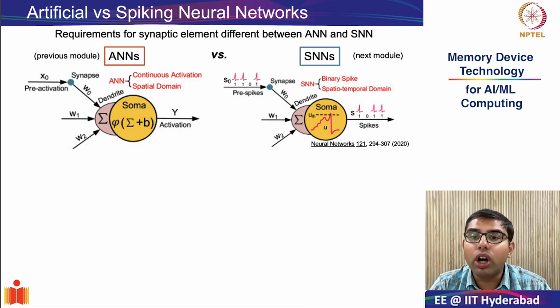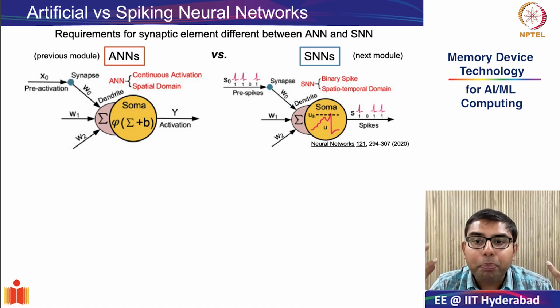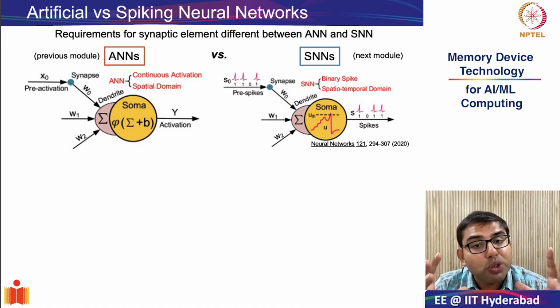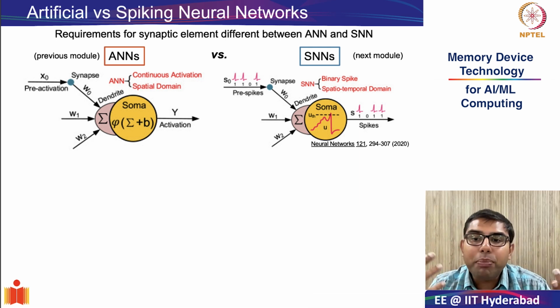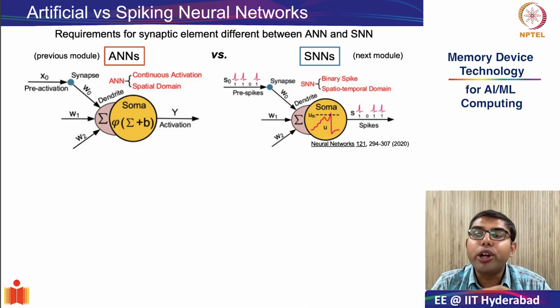So as you can see on the left, in ANNs, each input X is multiplied by the weight W and summed up and passed through a continuous activation function. Here both the input and the output are continuous values, and the computation happens primarily in the spatial domain. So the synaptic weights are scalars at the level of one ANN layer that simply scale the amplitude of these input signals.